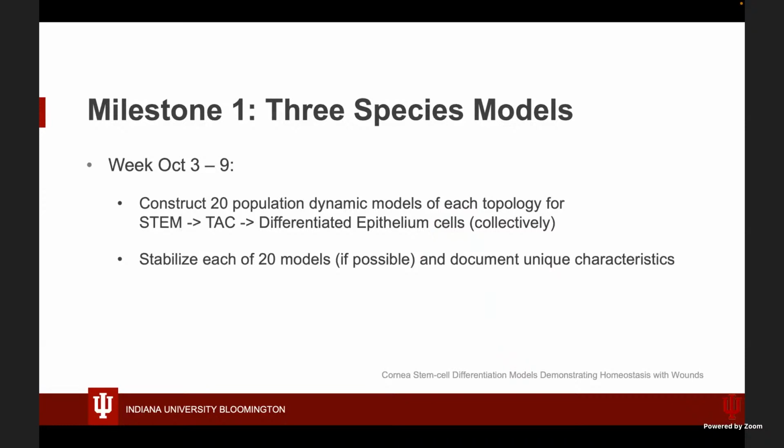We're expecting to just spend a week on it since we know the exact models that we need to implement. So it'll be these stem to intermediate to differentiated cells just collectively. After we create those models, we're hoping to show that they can stabilize, which the paper was saying works mathematically. So no concerns or hiccups there. We're thinking a week for that should be sufficient.